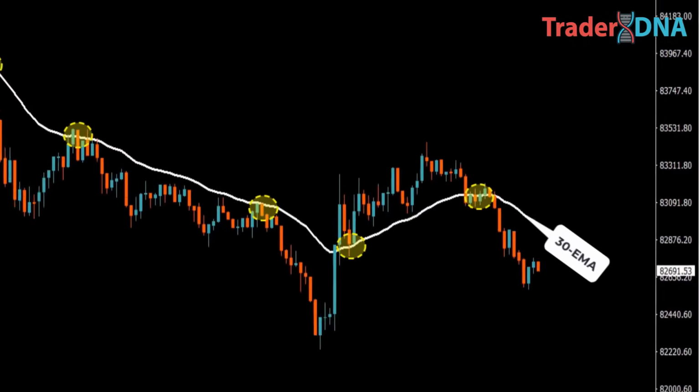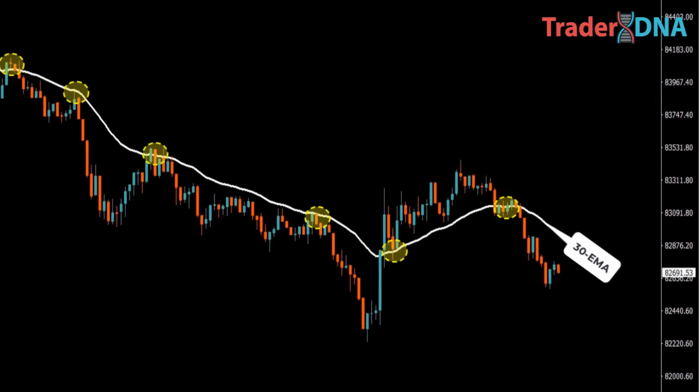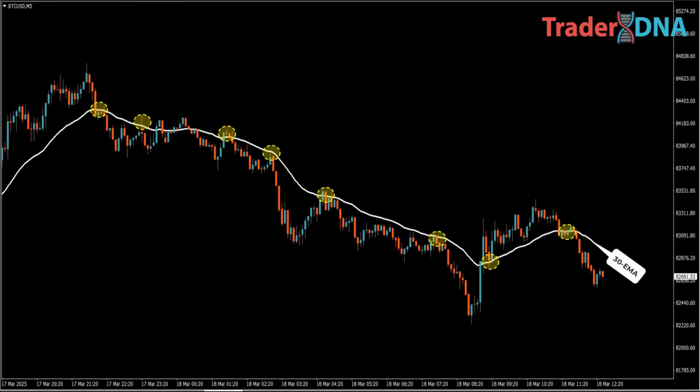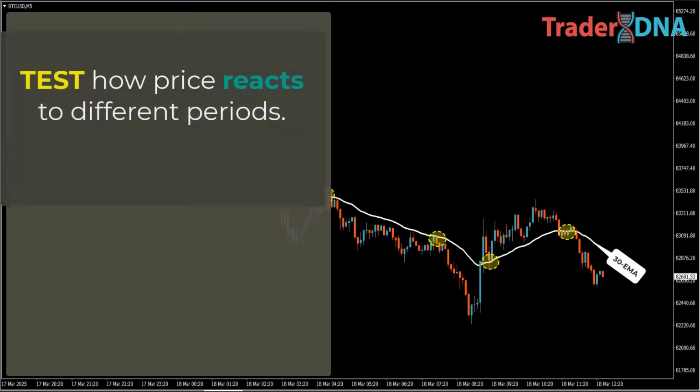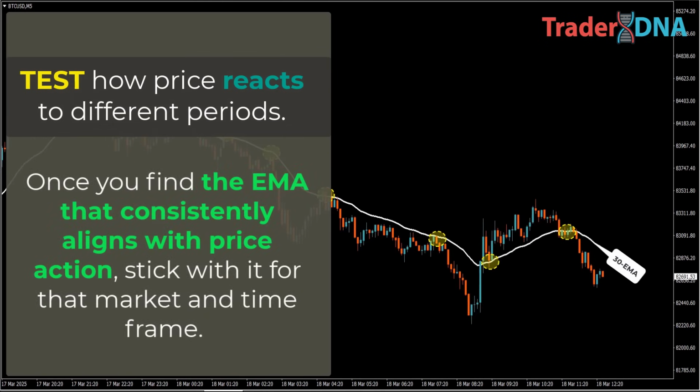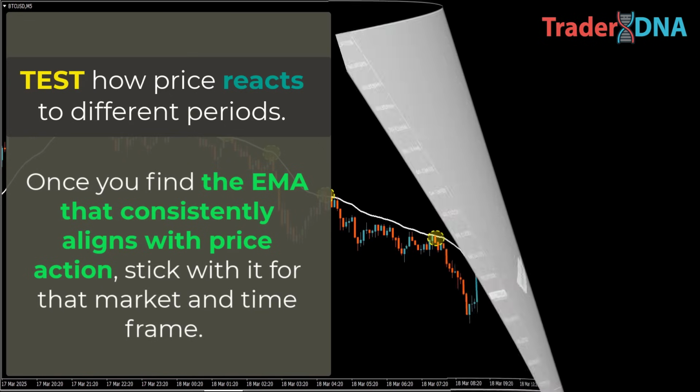No more guessing, no more confusion. Instead of blindly applying a single EMA to every market, test how price reacts to different periods. Once you find the EMA that consistently aligns with price action, stick with it for that market and time frame. Now go test this on your own charts and see how much more accurate your trades become.